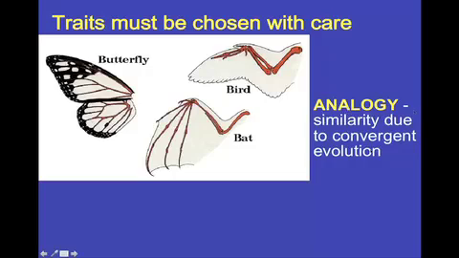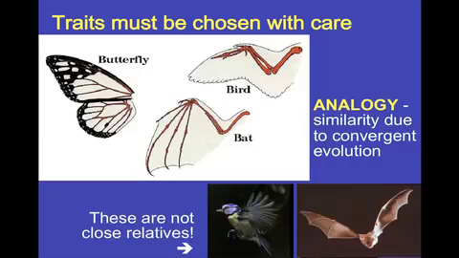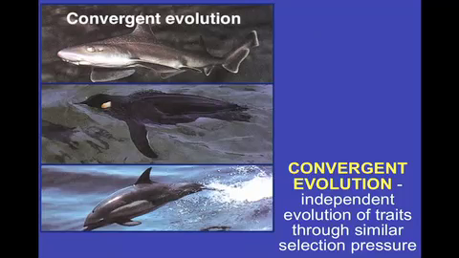Okay? This is due to what's called convergent evolution. So analogy and convergent evolution is another hugely important concept for the day. Okay? We're going to come back to this over and over again in the course. If we look at birds and we look at bats, just because they both have wings doesn't mean they're close relatives. Okay? Convergent evolution is when you have independent evolution of physical traits because they're solving the same problem.